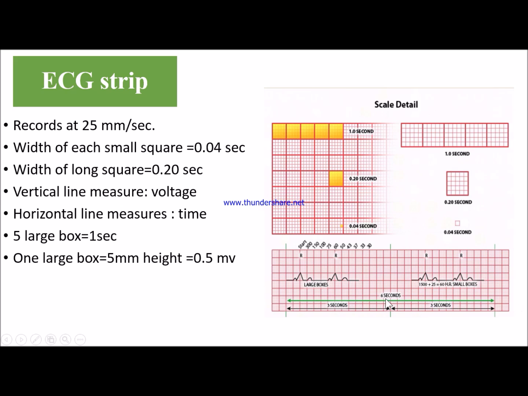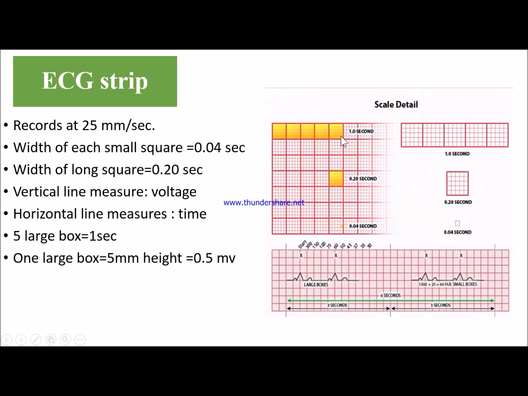This is the ECG strip. If we take one piece of the ECG strip, it records at 25 millimeters per second. So this whole strip records at 25 millimeters per second. If we take this small square, it is 0.04 second. If we take this large square, it is 5 small squares. So one large box is 0.20 second.